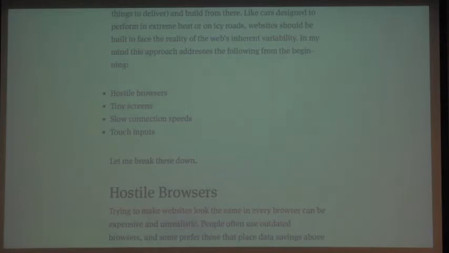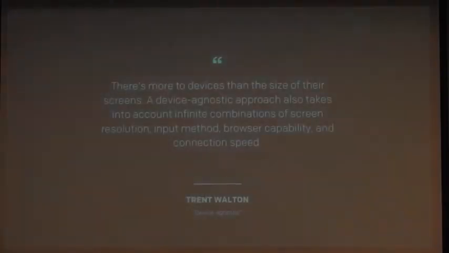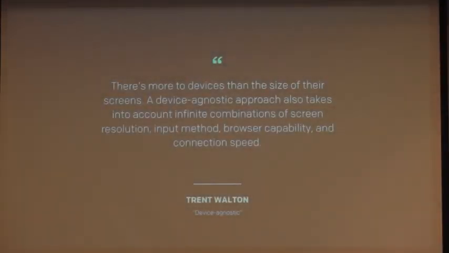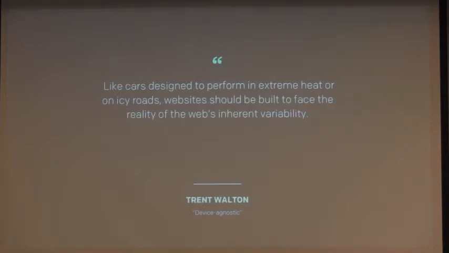We're dealing with hostile browsers, with tiny screens, with slow connection speeds, with touch inputs. In other words, Trent basically said that there's more to devices than the size of their screens. A device-agnostic approach also takes into account infinite combinations of screen selection, input method, browser capability, and connection speed. Like cars designed to perform in extreme heat or on icy roads, websites should be built to face the reality of the web's inherent variability.